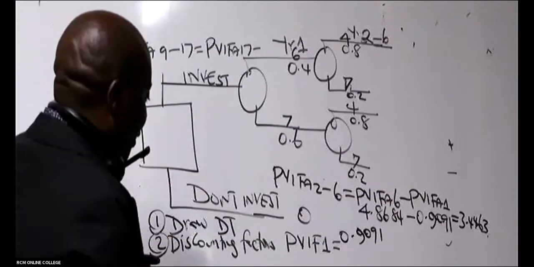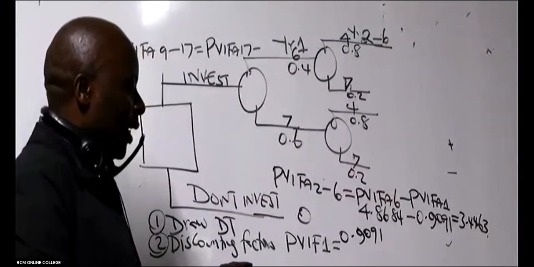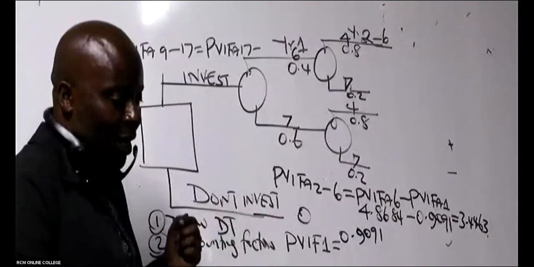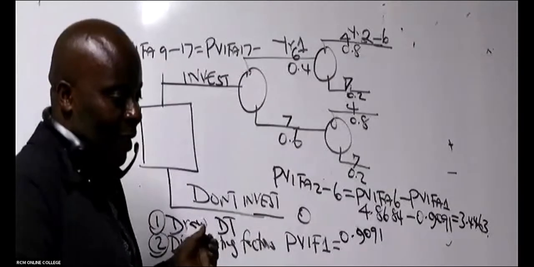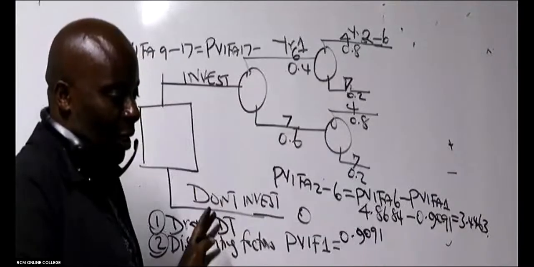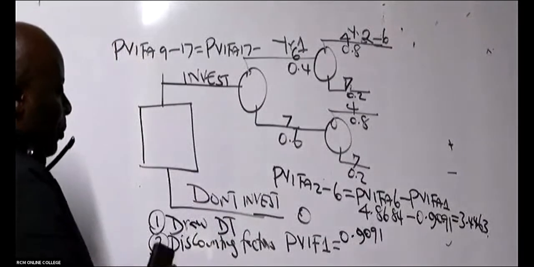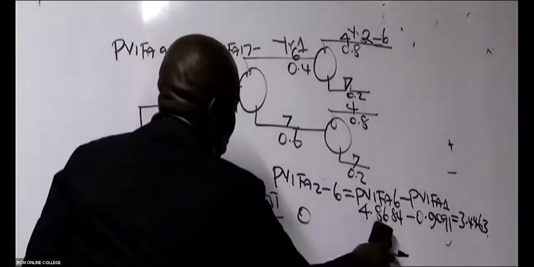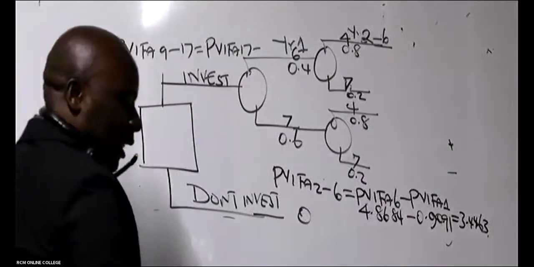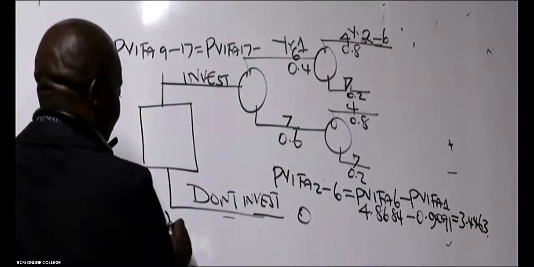Number 2, discounting factors. Remember, these are the PVFs and PVFA. So number 1, you draw the decision tree. Number 2, you give us discounting factors. Number 3, you give us net present value. So go to number 3, net present value.